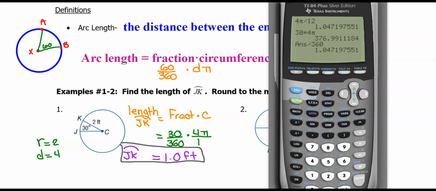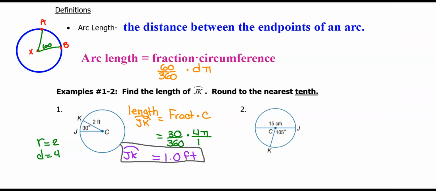On number 2, let's go ahead and say arc length equals fraction times the circumference. And so we are looking for JK again, so this is the one right here, and the angle associated with that is 105. The fraction would be 105 over 360. This time they do give me the diameter as 15, so I'm going to go ahead and say 15 pi.